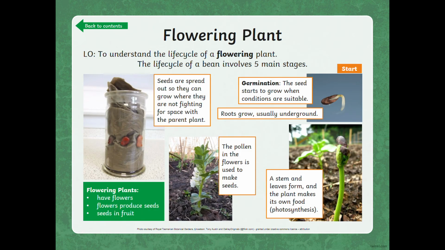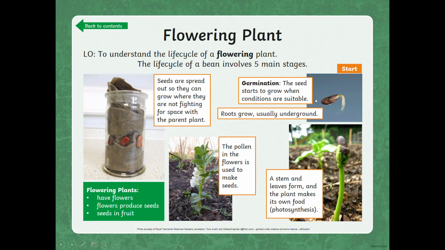We had a little bit of a look at this the other week in Science Online. So we have a flowering plant. Plants are obviously living things. They have a life cycle. So we have germination. Remember that word? The seed starts to grow when the conditions are suitable, and the roots start to grow, usually underground. A stem and leaves form, and the plant makes its own food through a process called photosynthesis. The pollen in the flowers is used to make seeds, and then the seeds are spread out so that they can grow where they're not fighting for space with the parent plant.